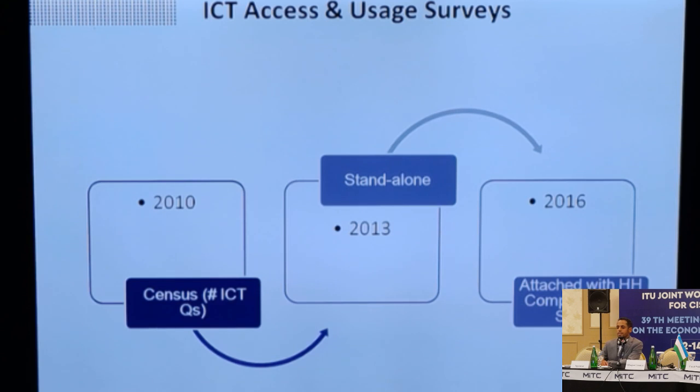Actually, the first survey we did was in 2010, just by implementing a few questions with the census. In 2013, we conducted a standalone survey at that time. In 2016, we implemented our survey as an attached survey with a household comprehensive survey at that time.